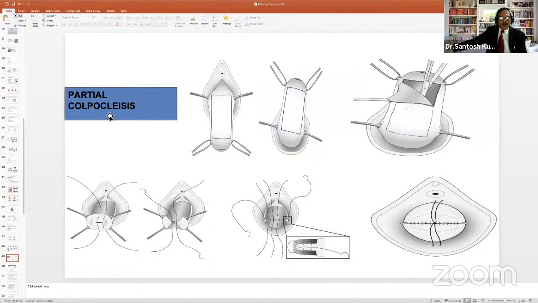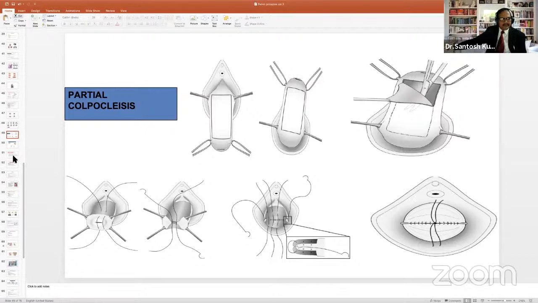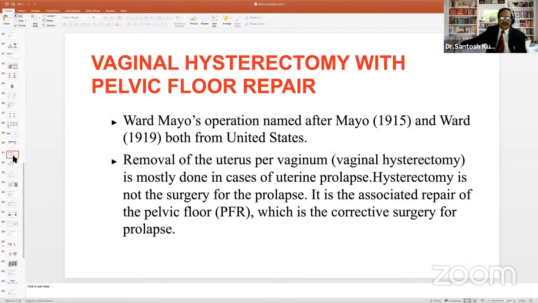This is the colpocleisis. Colpocleisis is less done nowadays. This is only done to obliterate the vagina when the patient cannot undergo big surgery, major surgery. You want to reduce the prolapse and close the vagina. This is done less and less commonly, only in those cases in which the patient cannot undergo big surgery. Another option is vaginal hysterectomy with pelvic floor repair.